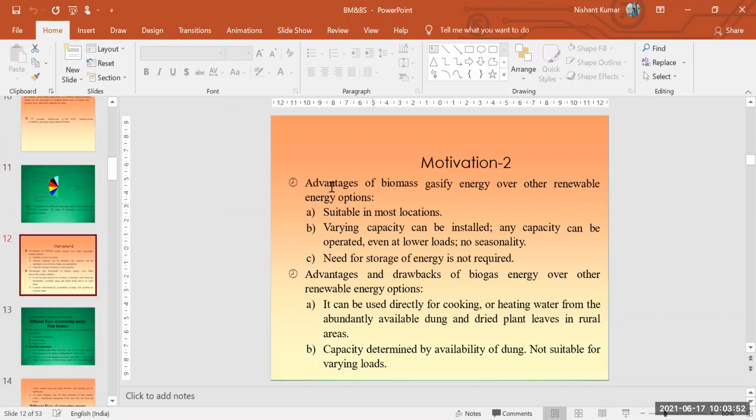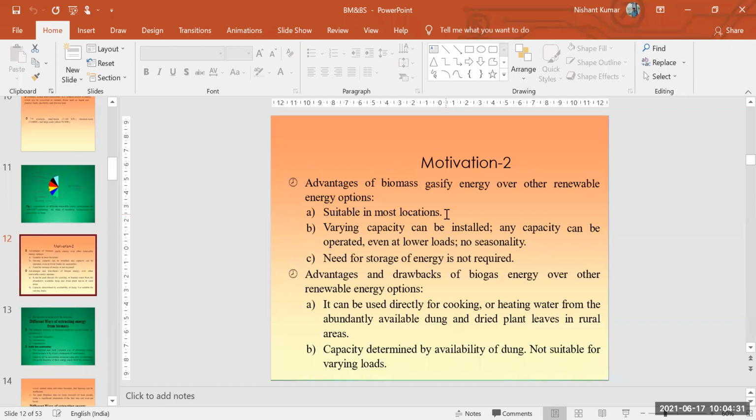See, advantages of biomass gasifier energy over other renewable energy options. First, it is suitable for most locations. In India, every state and every location where there is a shortage of electricity is prone to agriculture and forest areas. They definitely raise a lot of cattle for their livelihoods. So those are the most suitable locations.